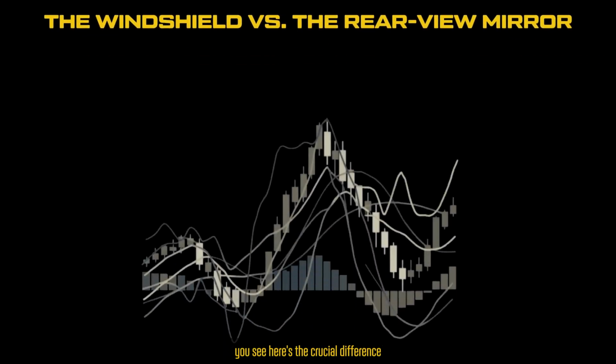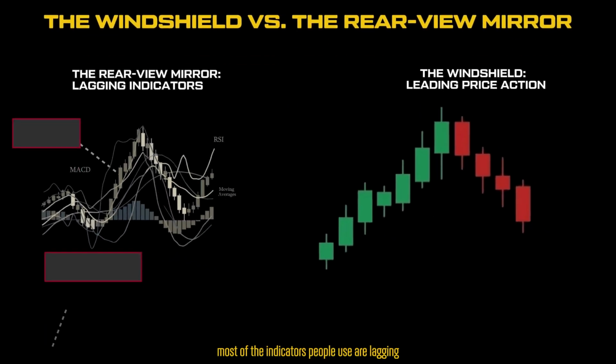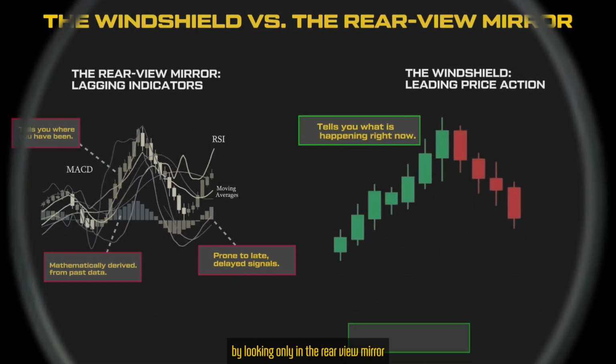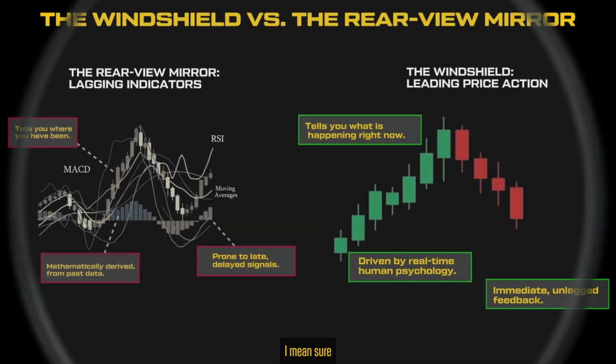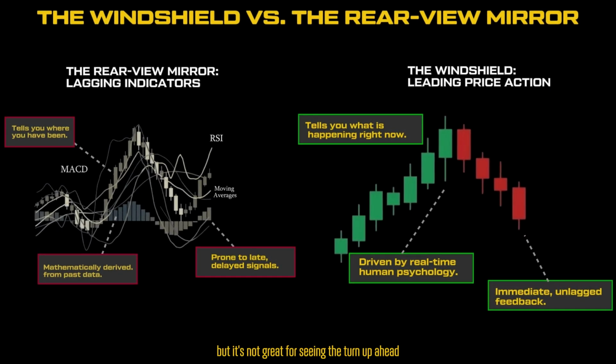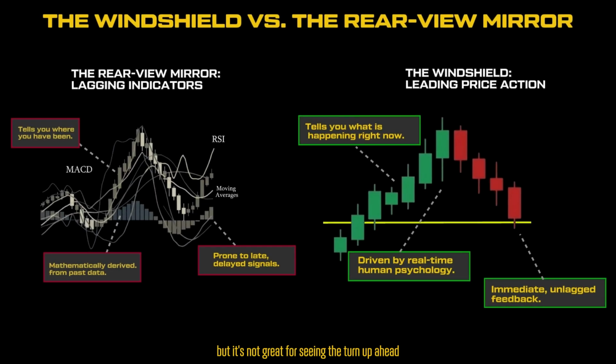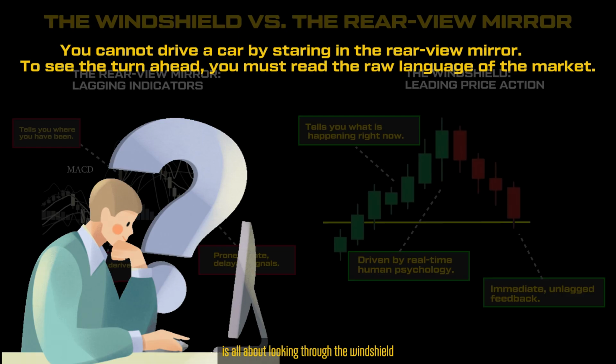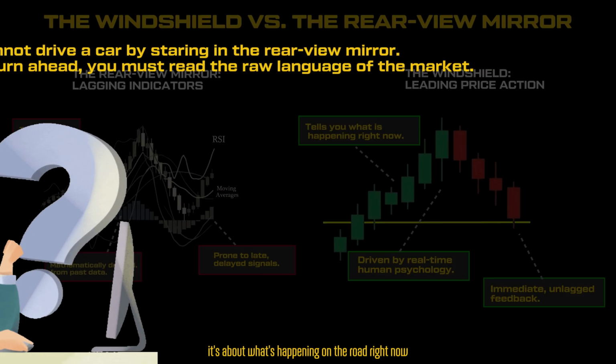You see, here's the crucial difference. Most of the indicators people use are lagging. It's like trying to drive a car by looking only in the rearview mirror. I mean, sure, it tells you where you've been, but it's not great for seeing the turn up ahead. Price action, on the other hand, is all about looking through the windshield. It's about what's happening on the road right now.